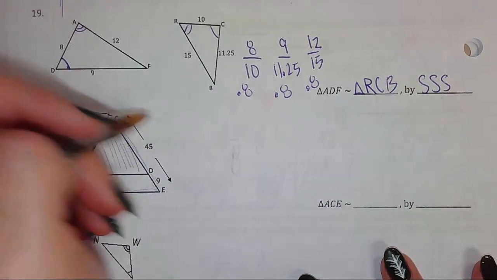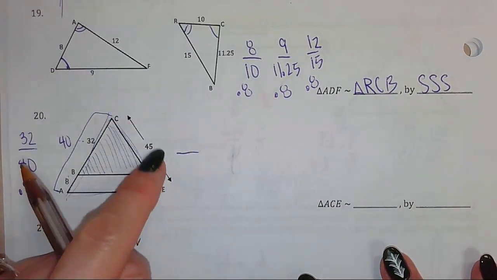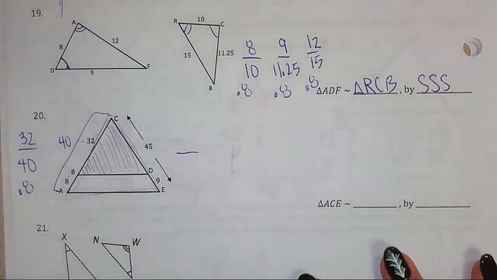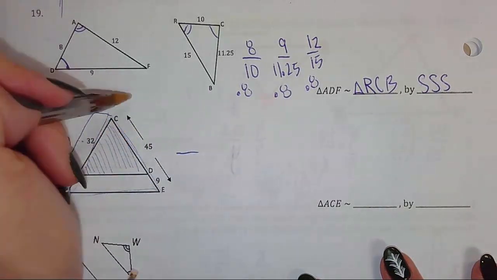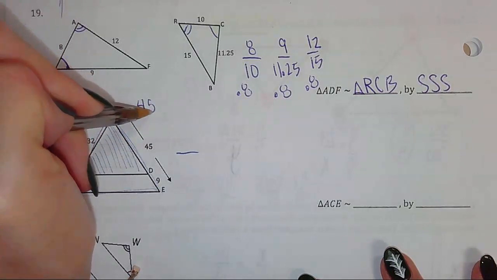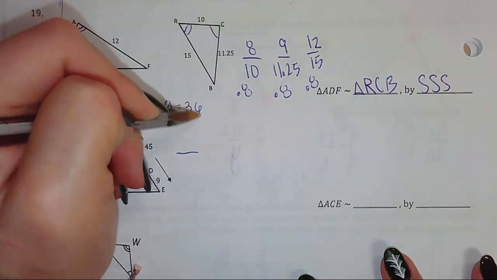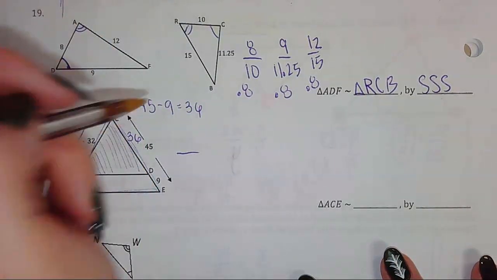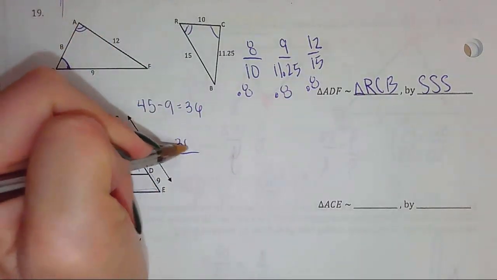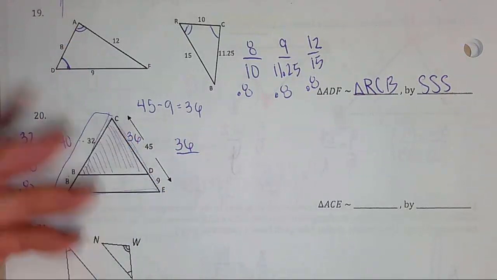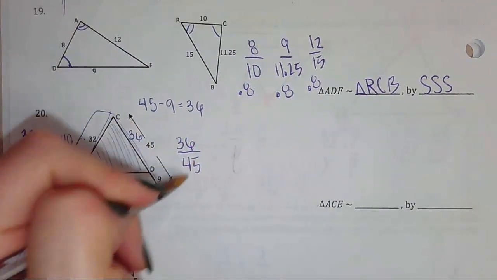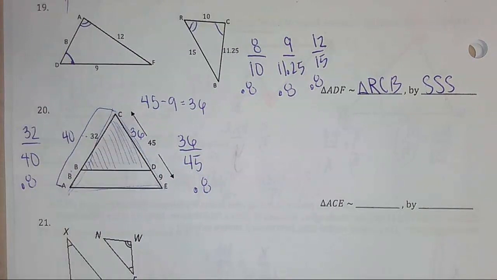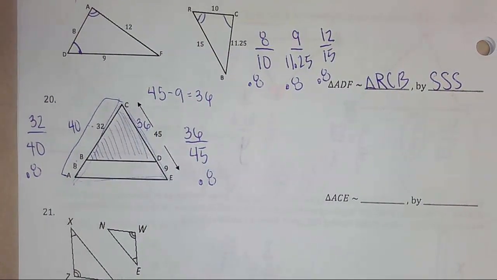Next up, I'm going to go ahead and take this whole side, 45. I'm going to minus 9, which will give me 36. So I'm going to take 36, and I'm going to put it over this whole side, 45. I'm going to divide, and I'm going to get 0.8.